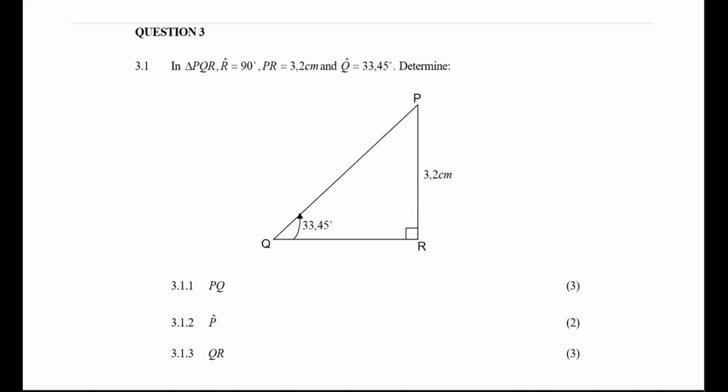Here's a different type of question. This is an angle. This is a side, the opposite side. PQ. What is PQ? PQ is the hypotenuse. So if I'm looking for the hypotenuse and I'm given the opposite, I'm going to say sine 83,45 degrees equals PR all over.